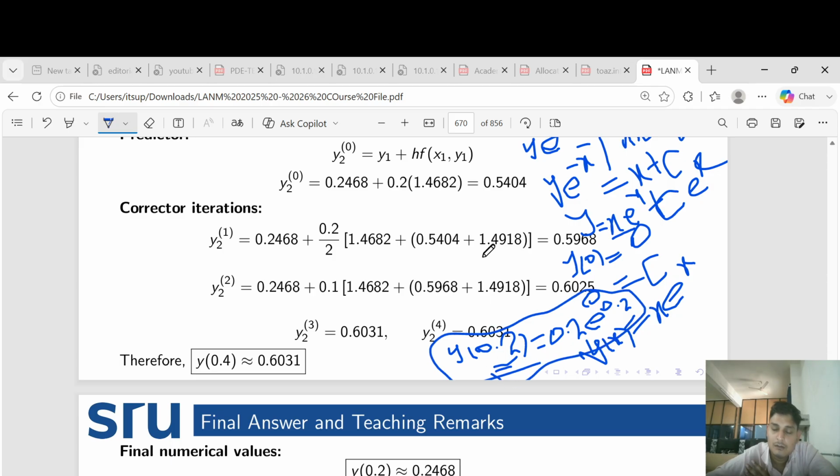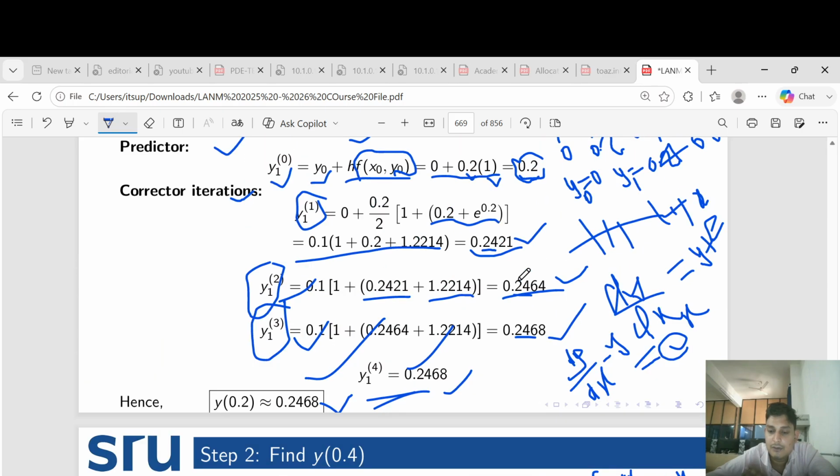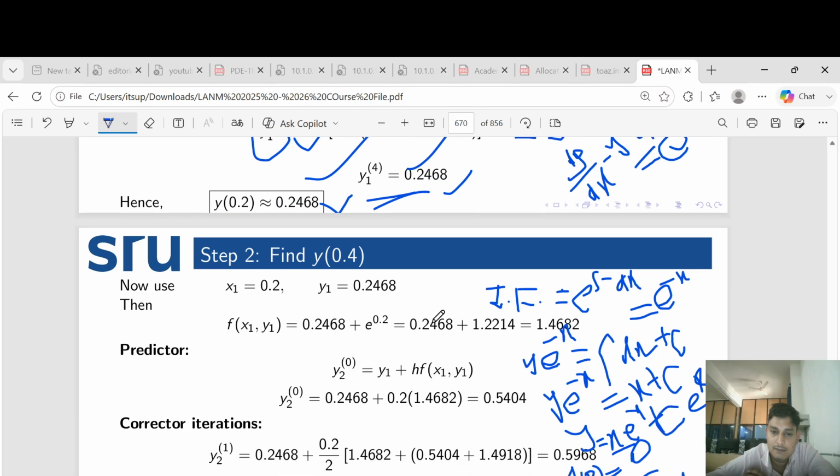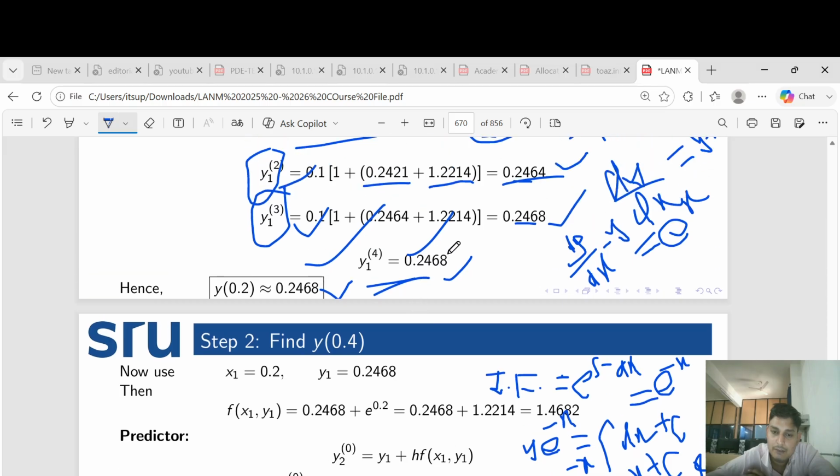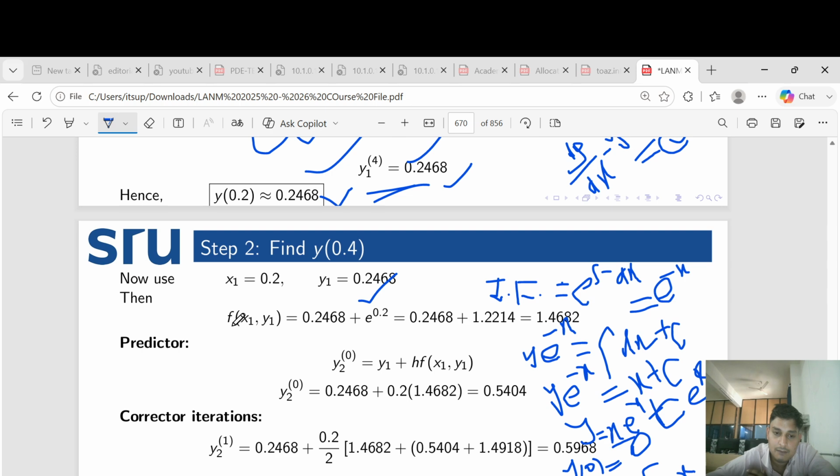So this is a method of finding the exact solution of the differential equation, and the other is the numerical solution. We have evaluated y1 in 4 iterations. Now we declare that y at 1 is 0.2468. Now we find f of x1 comma y1. So this is 0.2468 plus e to the power 0.2, because this is 0.2. The function is y plus e to the power x, so this is 1.4682.